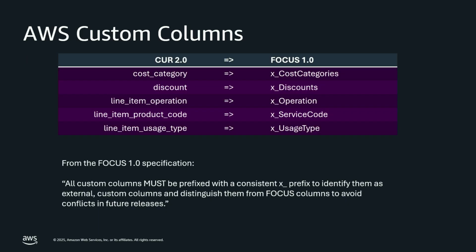Cool. And like Jason had called out, we do ship 5 custom columns into our Focus reports via Data Exports. In the spec, they call out that any provider can prefix custom columns with an X underscore. These are valuable if you used some of these CUR 2.0 values. If you use cost categories today, or if you're looking at operations or usage type, you can pull those values using these X underscore columns. And you'll see in our examples, whenever you're joining these data sets from multiple providers, you're going to want to leave these out, unless you want a bunch of nulls everywhere.